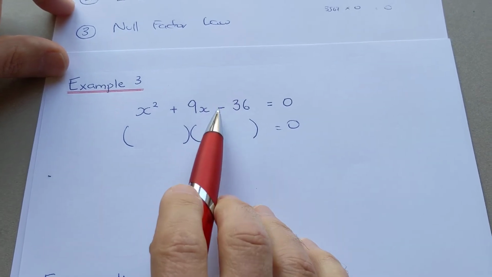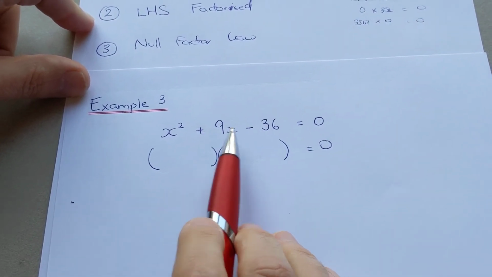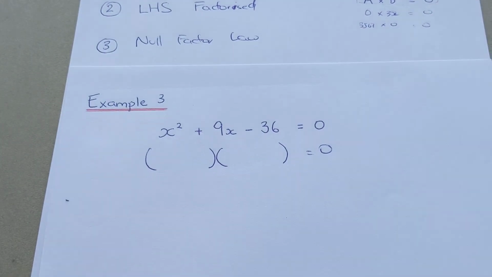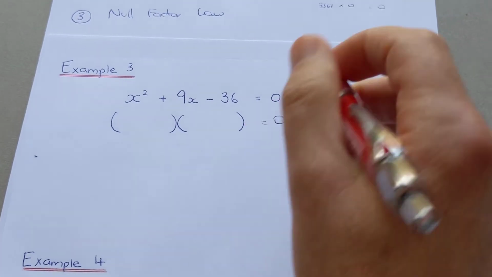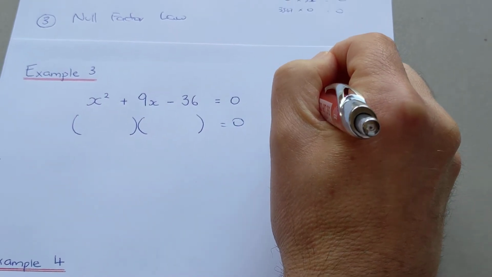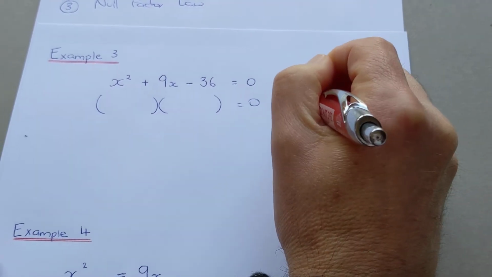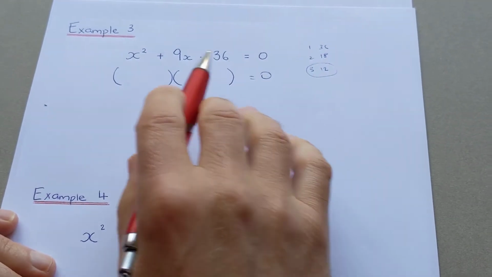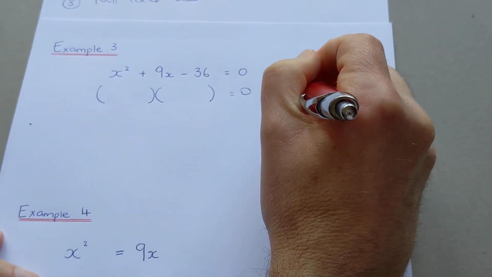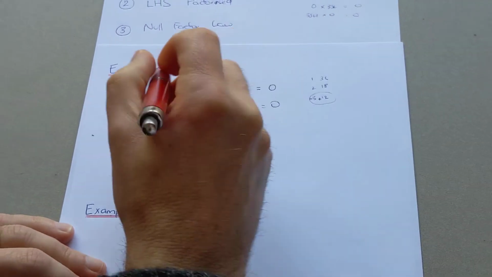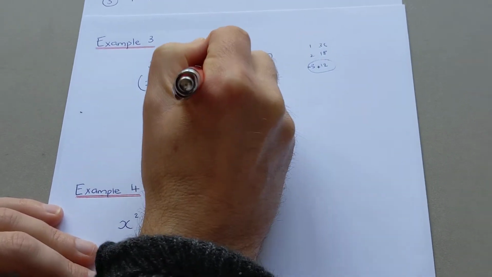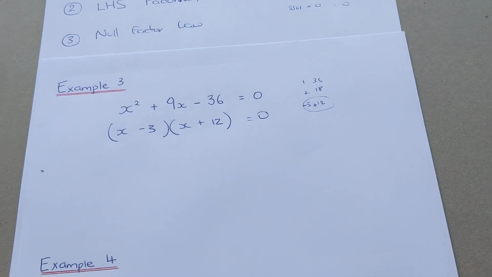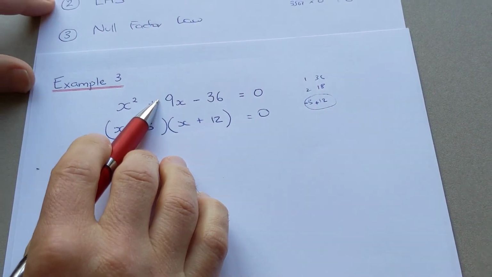Okay, for this I'm looking for factors of negative 36 which add together to make positive 9. Hope I've got that right. Okay, so I've got 1 and 36, that's not going to do. 2 and 18, 3 and 12, that's going to be it. To make positive 9, I need to have a positive 12 and a negative 3. So that makes x minus 3 and x plus 12. So there's my factorised version of that equation. So that's step 2 done.